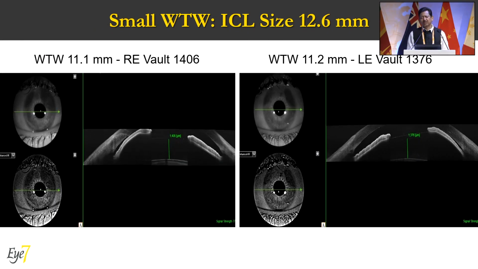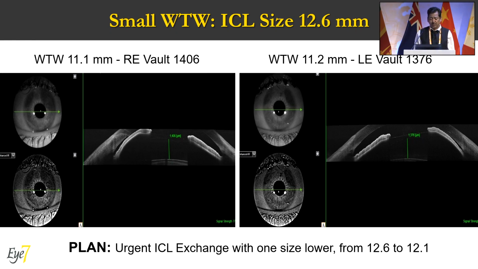Now, vault is usually a problem when the white to whites are small. Because, an example here, if the white to white is small, a little higher size is certainly going to raise the vault very high, and a little lower size is going to make the vault come down drastically. So see this, the white to white was 11.1. We did an ICL size 12.6, and look at the vault we got. Terrible. And the left eye also, we got a vault of 1376. In the right eye, we got a vault of 1400.